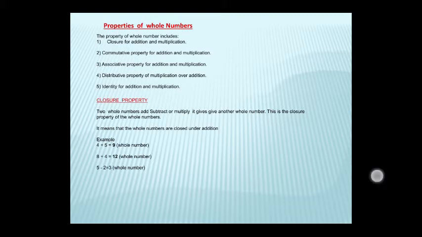See, 5 minus 2 equals 3. 5 and 2 are whole numbers, and if you subtract, you get 3, which is also a whole number. 5 multiplied by 6 is 30. 5 and 6 are whole numbers, and 30 is also a whole number. 0 multiplied by 15: any number multiplied by 0 gives 0 only, so 0 is also a whole number. So hence closure property says this. Let us move on to commutative property.